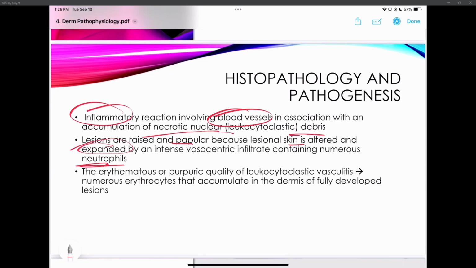The inflammatory process needs to be corrected. We have white blood cells get into the area. The erythematous or purpura quality of leukocytoclastic vasculitis is the erythrocytes that accumulate in the dermis. Okay, we have a reaction here. It's an inflammatory process. White blood cells are going to go to the area and they accumulate in the debris, and that causes the rise of the lesion to occur.